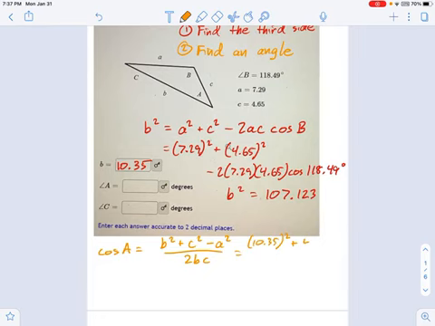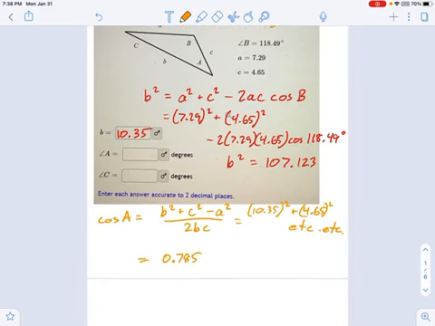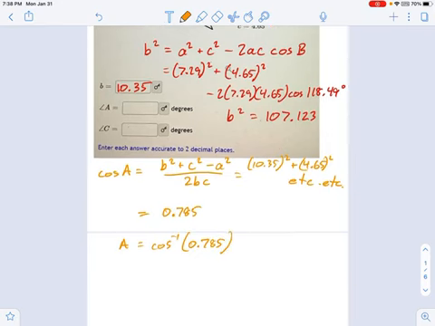C squared is going to be 4.65 squared, and so on, etc., etc. You put those all in, and what do we get? We get cosine of A equals something like 0.785, yada, yada, yada. And now I do the inverse cosine, and I say angle A equals inverse cosine of that ugly mess. If you want to put it all in one calculator line, that's fine. Just really be careful with your parentheses here. Parentheses mistakes are very common.